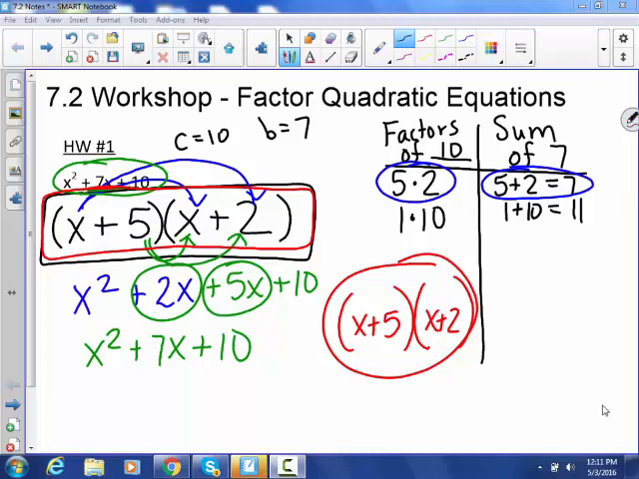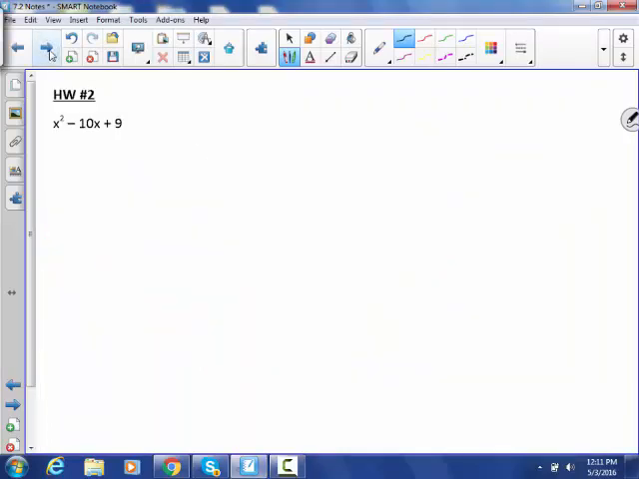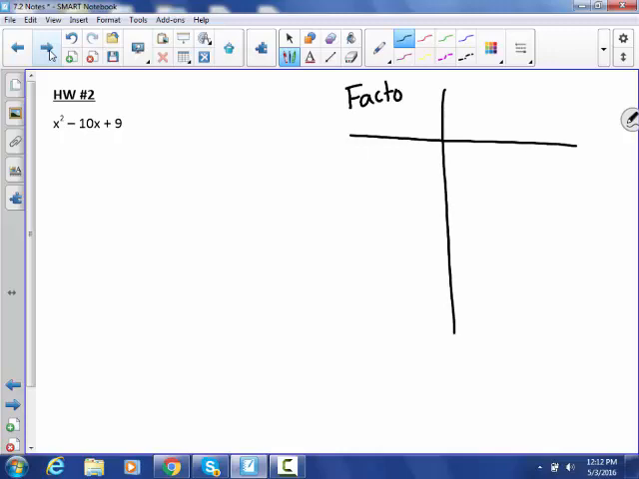Now, probably the hardest thing on this is when the signs start changing. So, just a minute ago, everything was positive. This time we've got some negatives and positives. But you still do the same process. Okay, so I want factors of my C number, which are 9, 3 times that, and the sum has to be 10. And be careful here, it's not a positive 10.